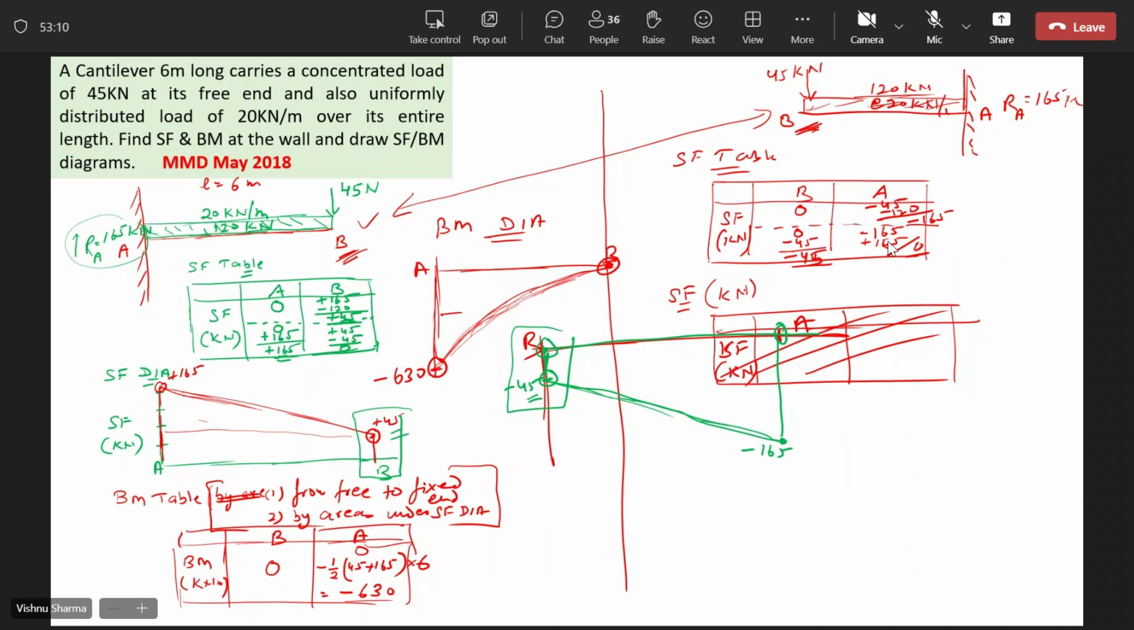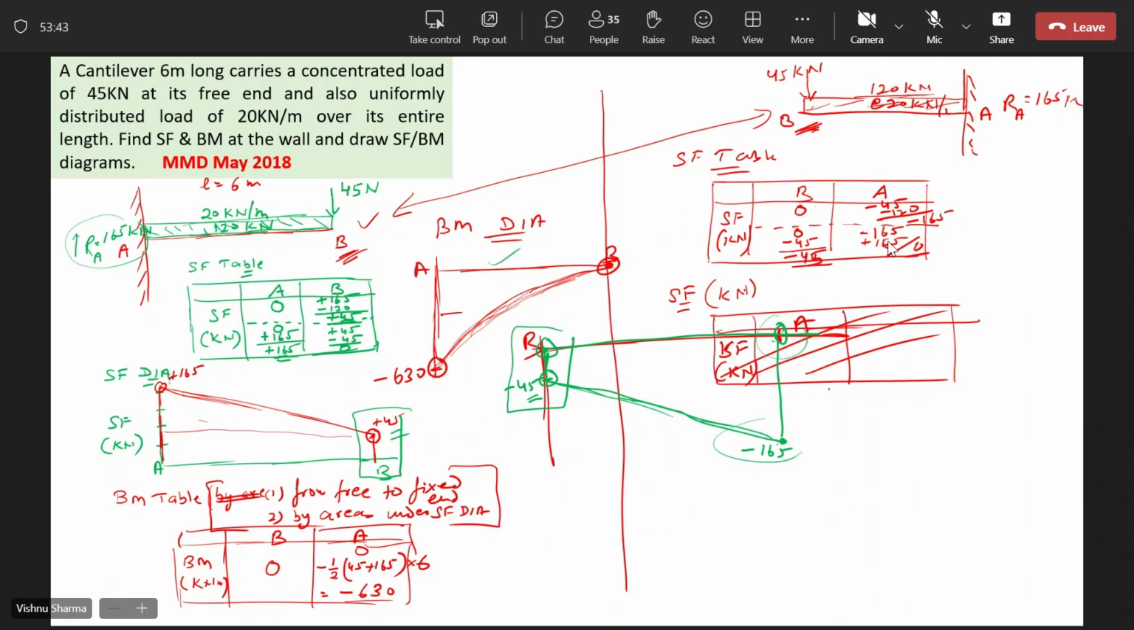So remember, if two of you have supported different ends, you will get the same values of the SF, but one will get the diagram above the x-axis, other will get below the x-axis, so don't get confused. At fixed end, it was 0 to plus 165, it is 0 to 165 here. So values are same. Why is there a reversal of sign? Because the positive force has changed its place from left to right or right to left. But the BM will come exactly the same.